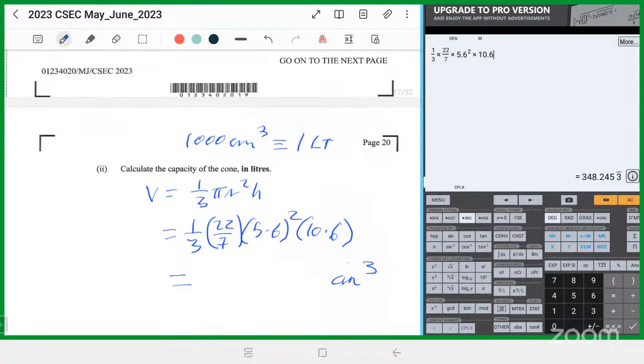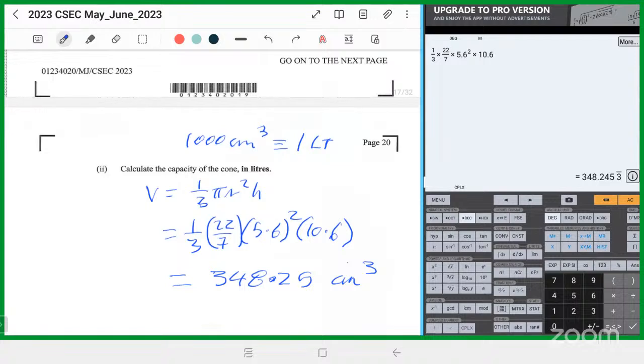That is 348.25. To get to the liter, you have to divide by 1,000. That's it there. 1,000 cm cube is a liter. So to go from cm cube to liter, you divide by 1,000.